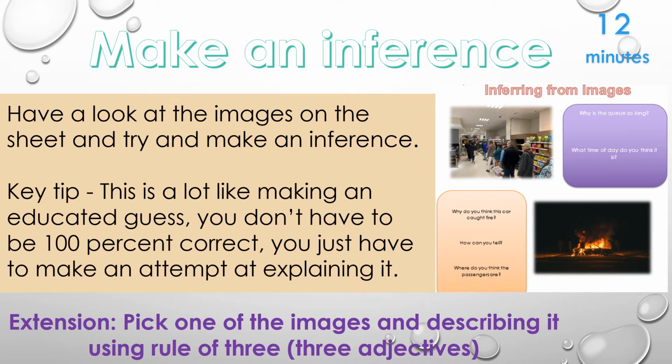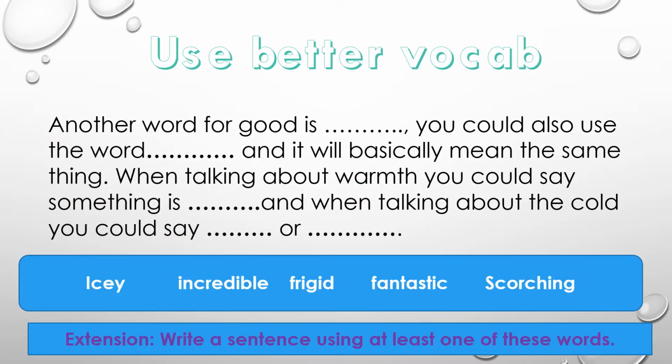Then the students have a go, they make inferences based on those images there. I've even put in an extension where they can pick one of these images and describe it using the rule of 3. So it's one of those language techniques they've got to use in level 1 and level 2 functional skills, but it's also really good for preparing you for GCSE. Then we start to develop the students' vocab just by seeing how these words are being put into place in proper sentences.